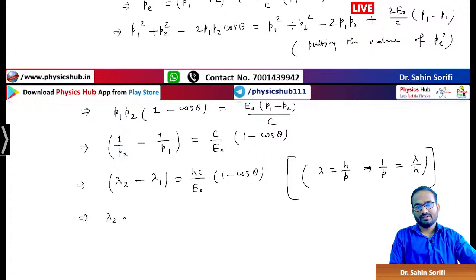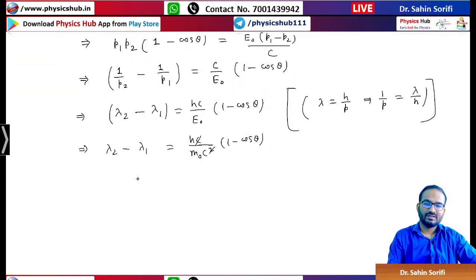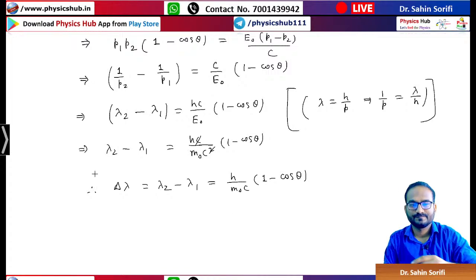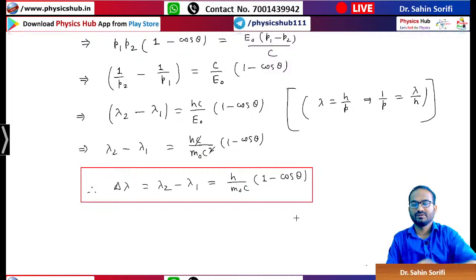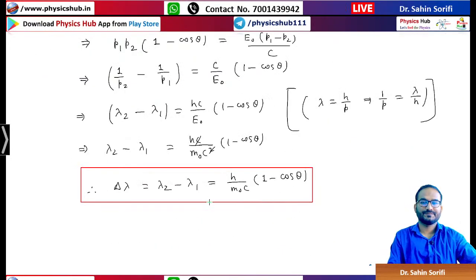Or lambda 2 minus lambda 1 is equal to hc by E naught, and what is E naught? We have already told you, it is the rest mass energy of the electron. So this c and this c get cancelled. So we ultimately get delta lambda, that is lambda 2 minus lambda 1, equal to h by m naught c into 1 minus cos theta. This is what we are looking for. This is the Compton equation. This is known as Compton's equation.